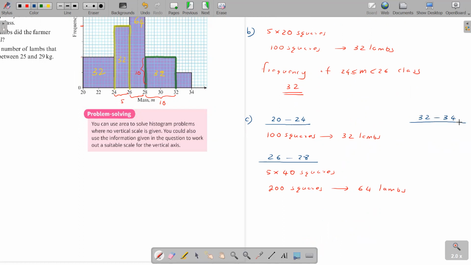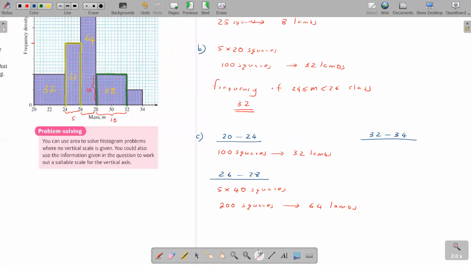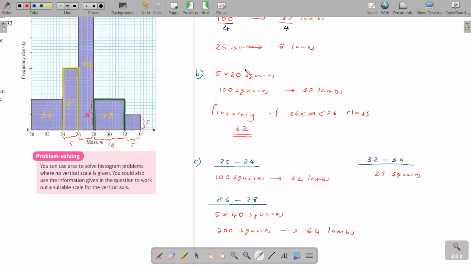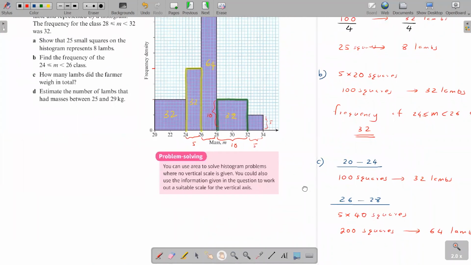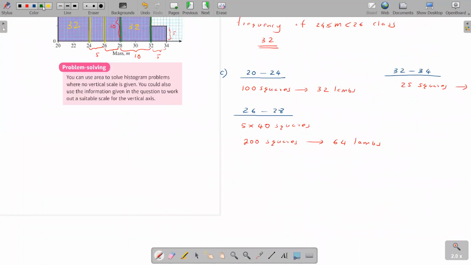The next class, 32 to 34. In the class 32 to 34, how does the area go? It's 5 squares by, the other side, you have how many squares? 5. So 5 into 5, 25 small squares. So I think, yeah, we actually got it right, isn't it? So in the previous part A, 25 squares represent 8 lambs. They're asking us how many lambs did the farmer weigh in total. So the total number.